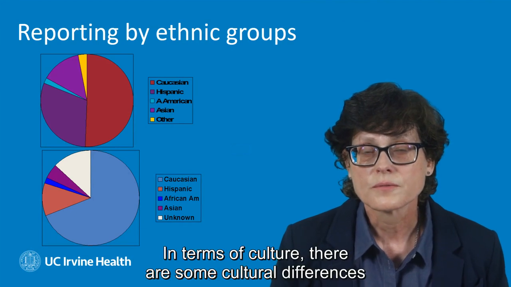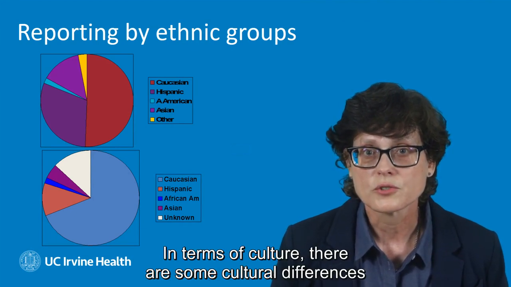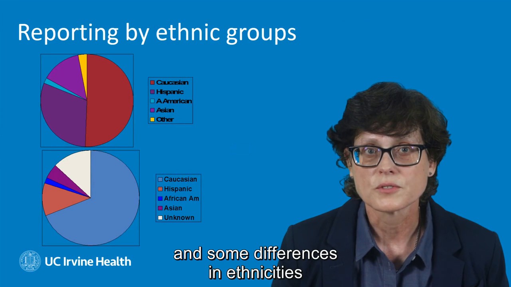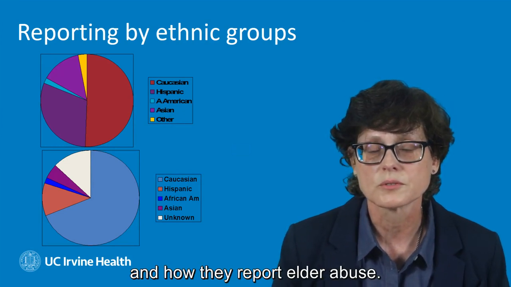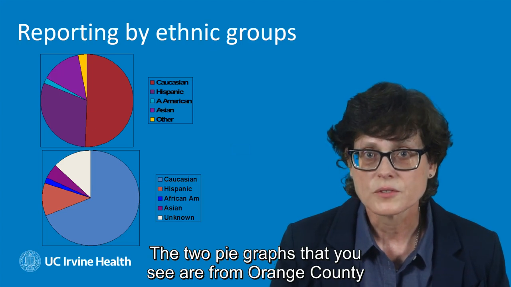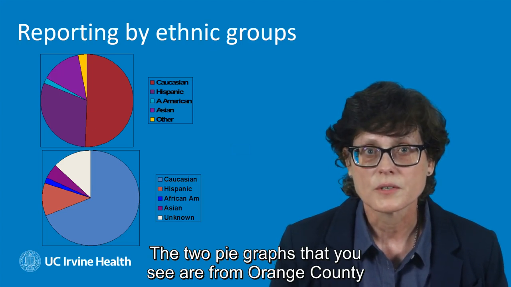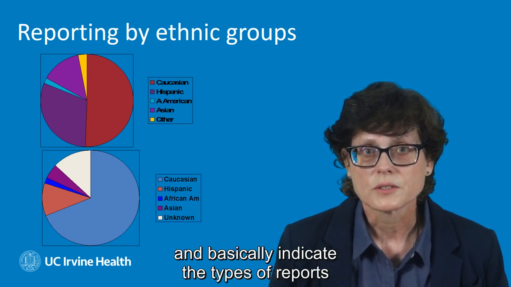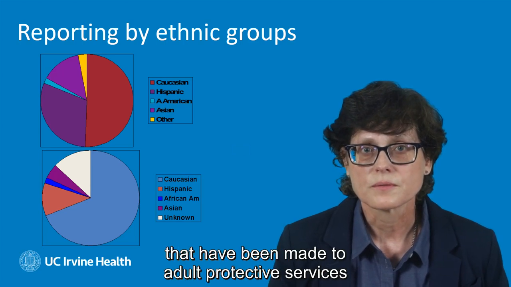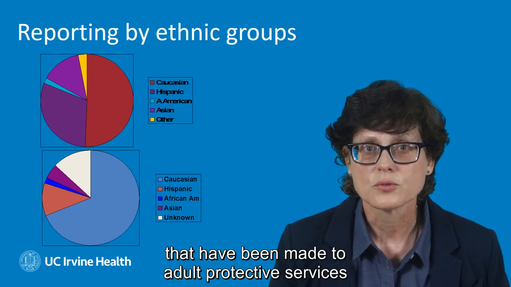In terms of culture, there are some cultural differences and some differences in ethnicities and how they report elder abuse. The 2 pie graphs that you see are from Orange County and basically indicate the types of reports that have been made to Adult Protective Services by ethnic group.